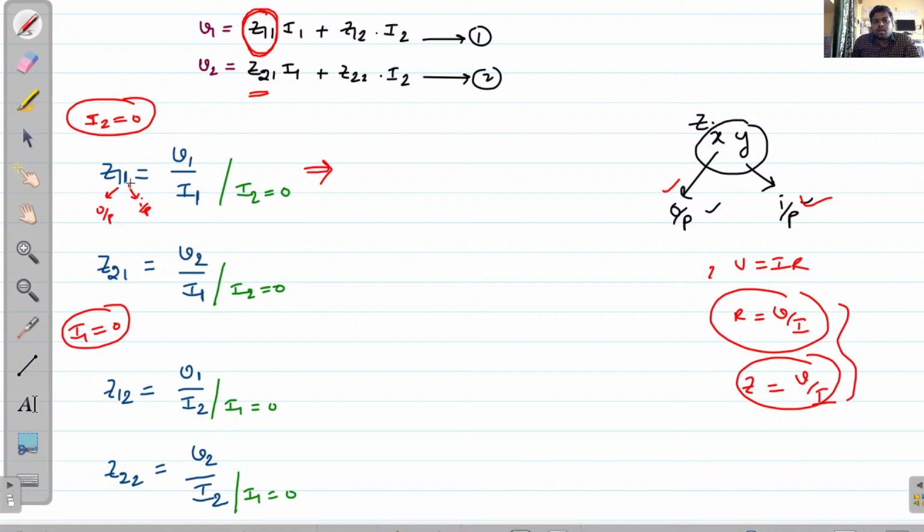Okay, so I am considering output at port 1 and input also at port 1. That means both the input and output are considered at port 1 only, right? So that is the meaning of Z11. Input is at 1 and output also is at port 1 only. So that belongs to port 1 related impedance. That Z11 is nothing but port 1 related impedance.